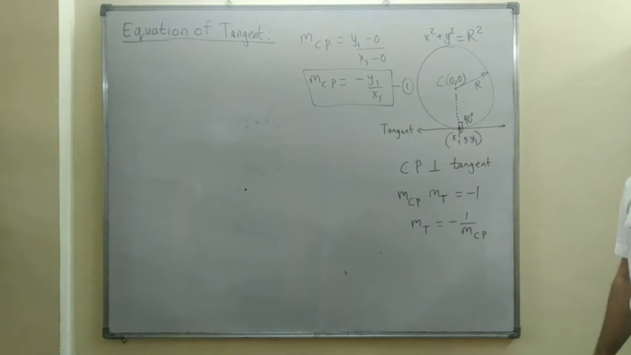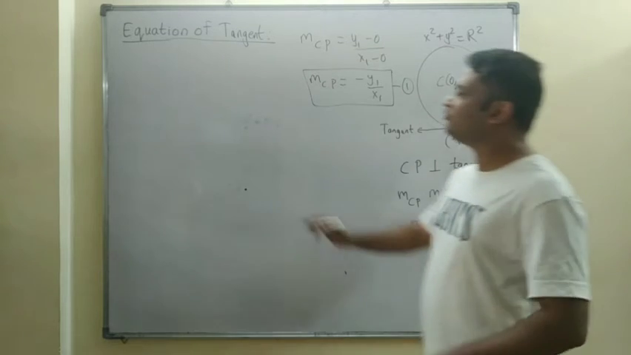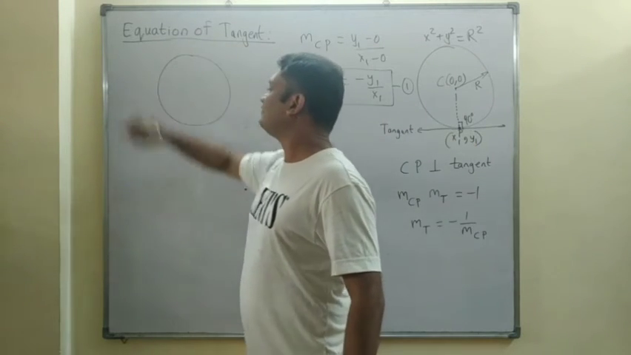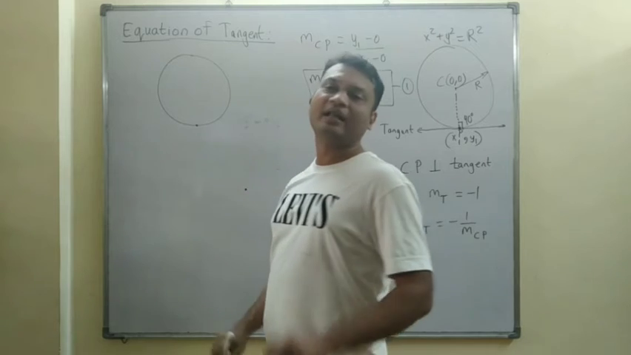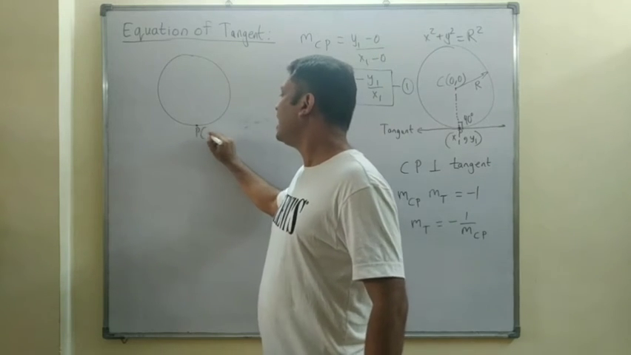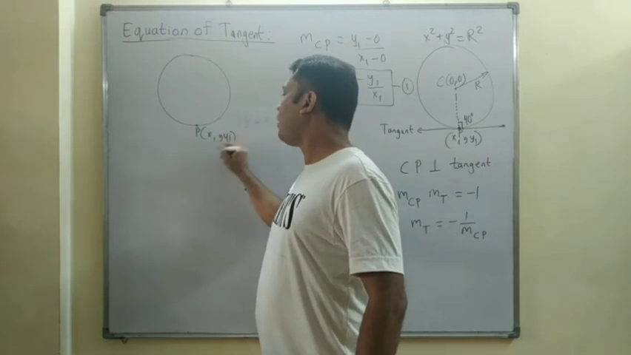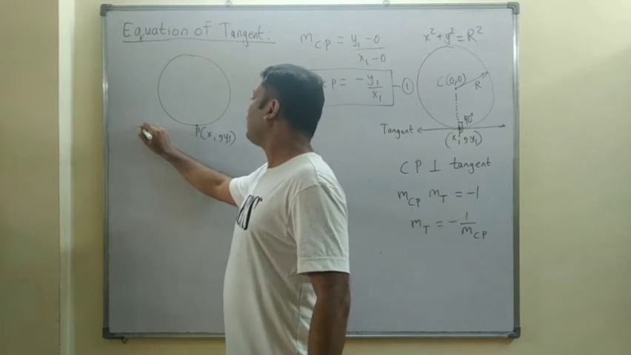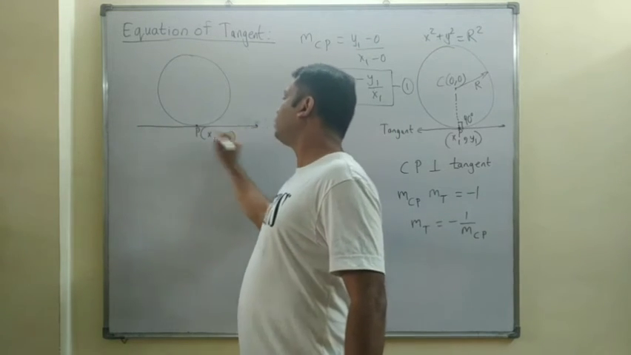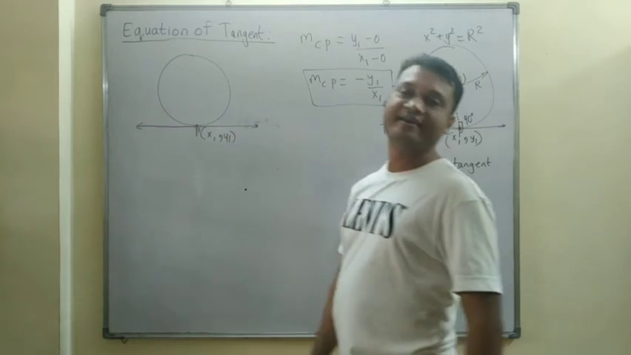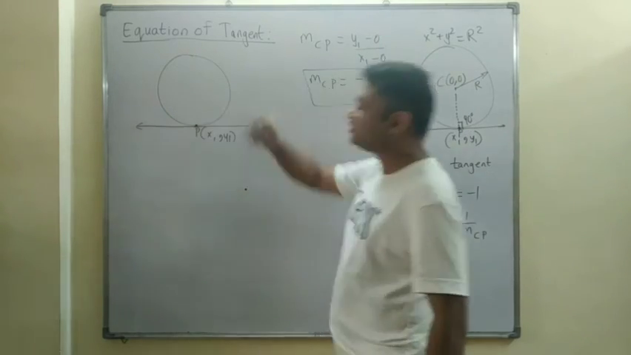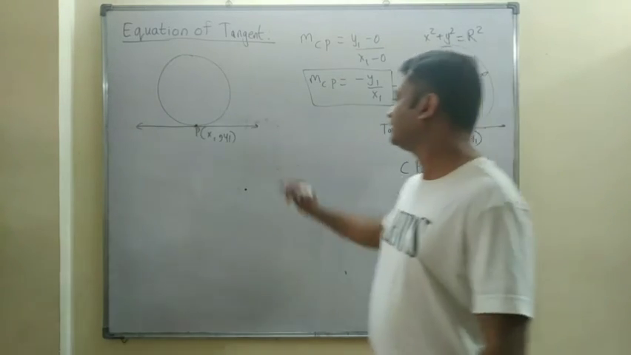Why am I doing all this? Because I want to find the equation of this tangent. So what do we have? Let us see the diagram once again. We have a circle, and on the circle I have some point, let us say P, having coordinate (x1, y1). And at this point P, I have a tangent whose equation I want to find. I want to find the equation of tangent at this point P on the circle.